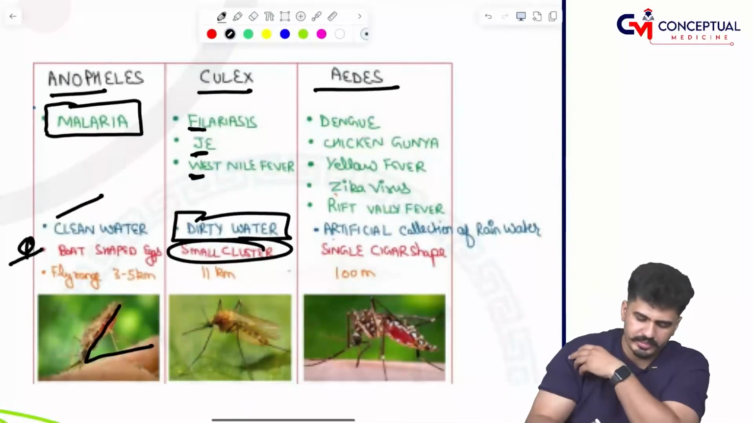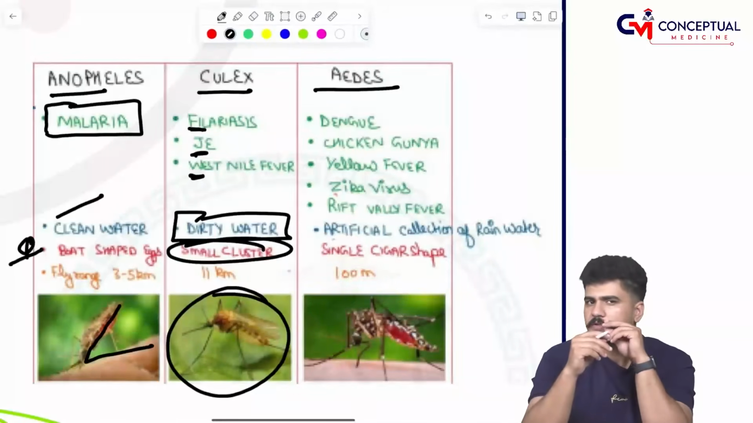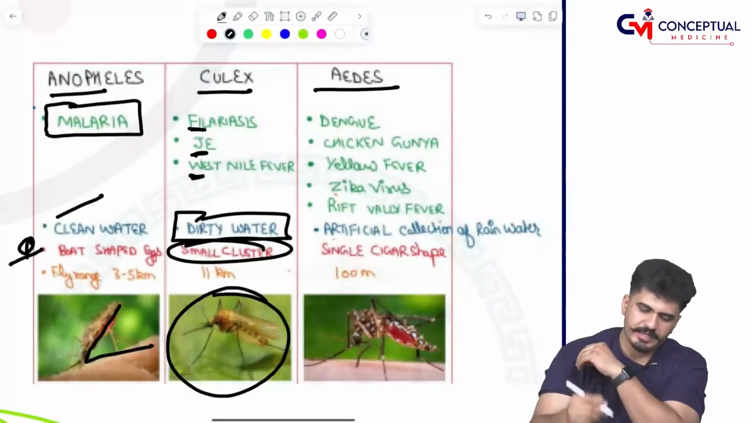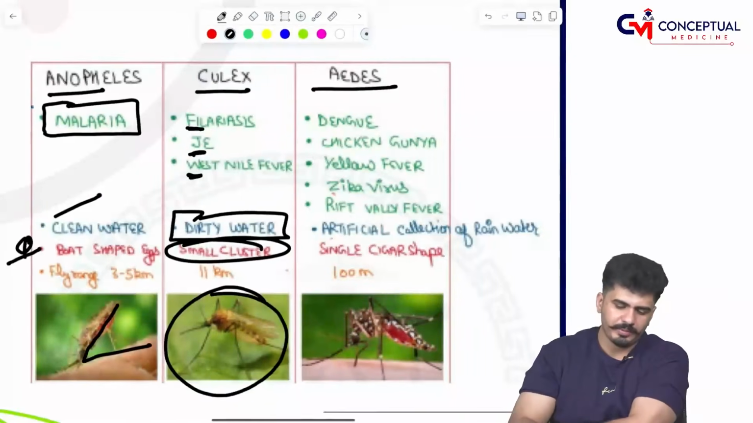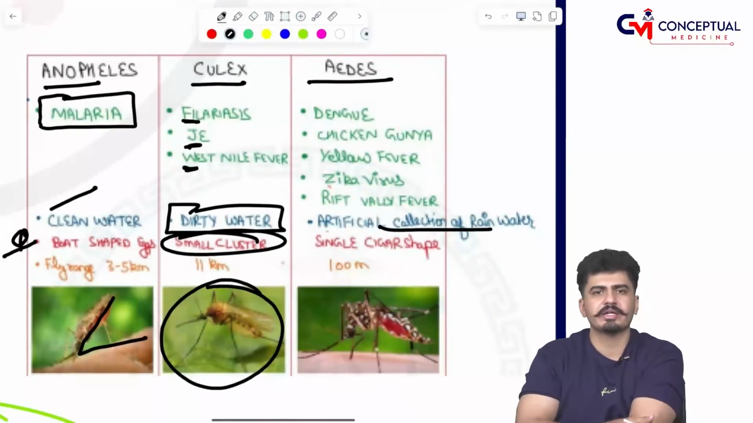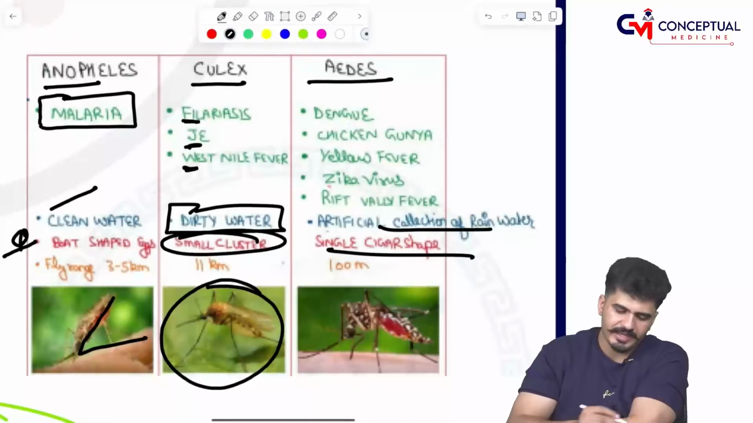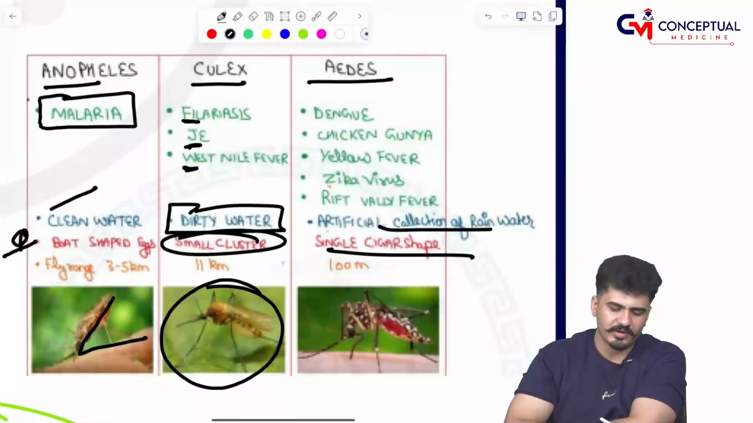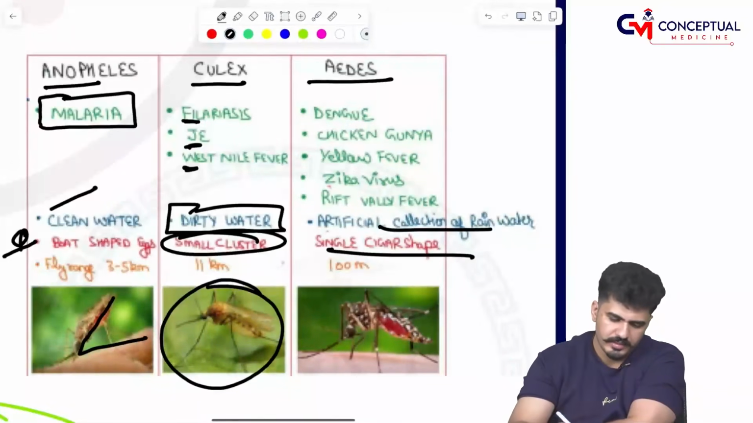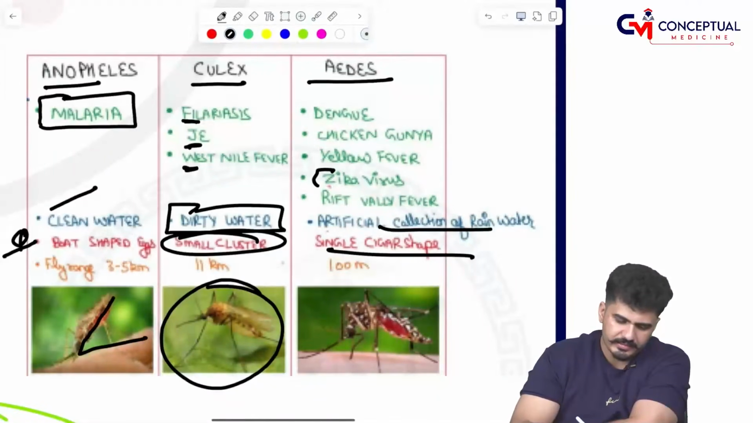C are small clusters, and they are yellow colored mosquitoes. Then Aedes mosquito, sir. Aedes mosquito breeds in artificial collected rainwater. Single cigar shaped eggs are there, and the disease they are causing is Zika, Z for Zika, Yellow fever, Chikungunya.